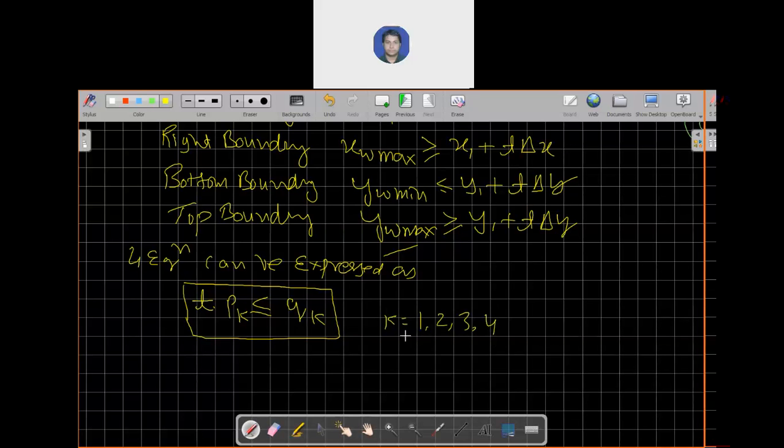I'm just giving 1 for the left boundary, 2 for the right boundary, 3 for the bottom boundary, and 4 for the top boundary. These are the four boundaries. This value of k represents these four boundaries: 1 is for left, 2 is for right, 3 for the bottom, and 4 for the top. So let's change these four equations into this common form.